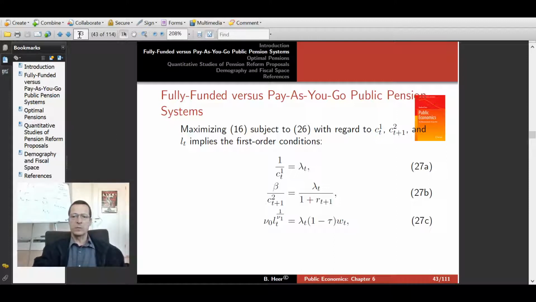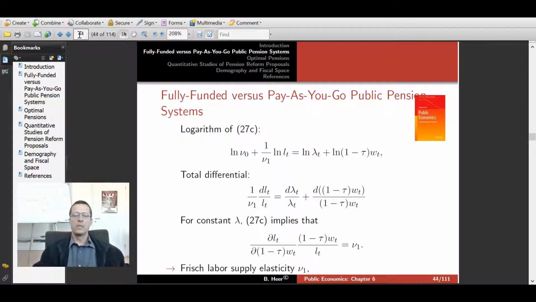Notice that when we take the logarithm of 27c, we get to the first equation on slide 44. And when we take the total differential, we get to the second equation. Notice, of course, that the derivative of ln LT is 1 over LT. dLT is the differential of LT. It's a very small, infinitesimal increase of labor supply. And we also have a component d lambda t over lambda t and the differential of the net wage, 1 minus tau WT, over 1 minus tau WT. The parameters nu0 and nu1 are constants, so there is not a differential on these parameters, because they stay constant.